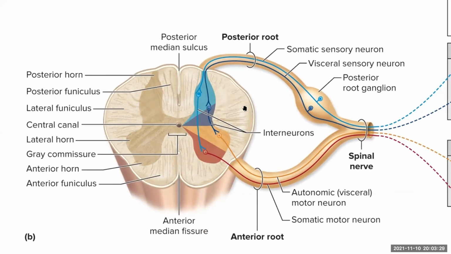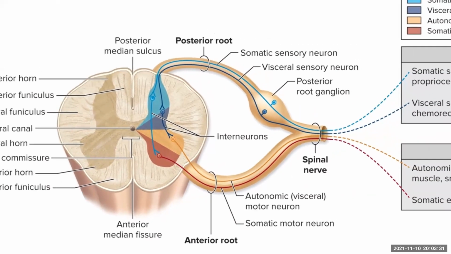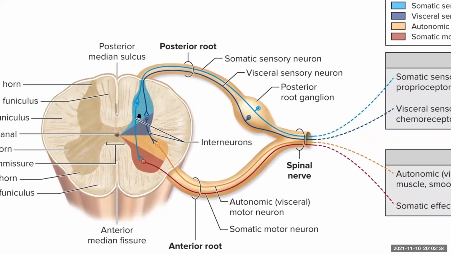Okay, so now let's talk about the nuclei. This teal colored region is where the somatic sensory nuclei are going to be located. So that information that you can consciously perceive is all going to arrive in this area here, along with cell bodies of the interneurons. This darker, kind of blue region is where we're going to find our visceral sensory nuclei. Blood vessel sensory input and visceral sensory input is going to arrive there.